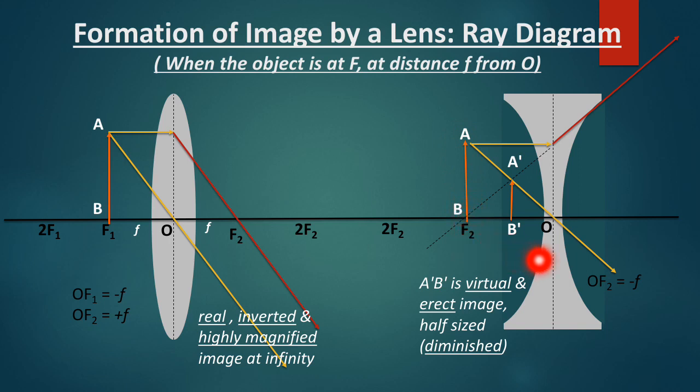And here you see this is AB, the object placed exactly at the focus of this concave lens. So what we will get here: this is the first principal ray and this is the second principal ray. This is the refracted ray, and this is the refracted ray produced backward, which passes from the focus. So we are getting a point here. So here you can see this image is virtual, erect, and it is exactly half the size of the object, correct? So this is the nature of the image formed by a concave lens.